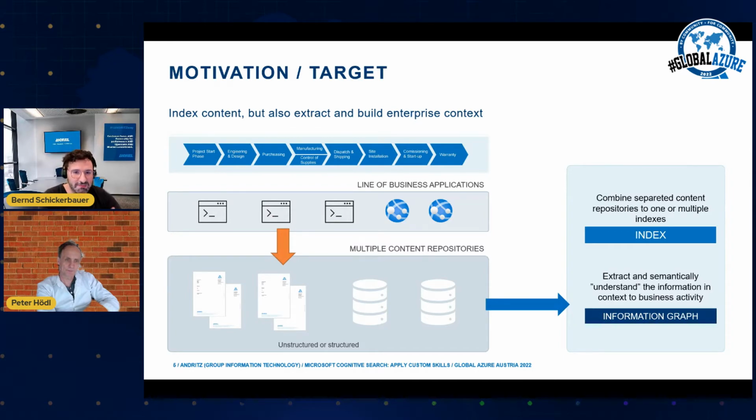We want to understand the information in context to our business activity, which basically means thinking in projects, in customer records, in installed base, in machinery, bill of material, and all that stuff. So we don't want just plain text in an index. We want to identify the relevant information, understand it and bring it in context to our business activity. What does that mean exactly?